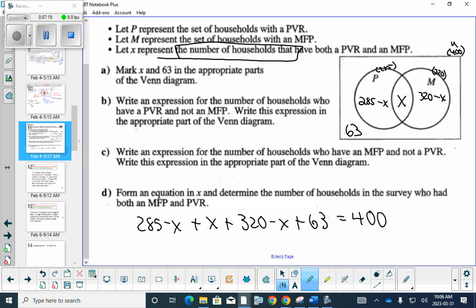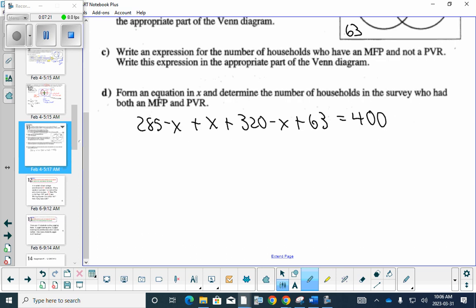So let's just go ahead and solve this thing. I have a minus X and a plus X. So what is going to happen with these two? Cancel out. Okay. So if somebody just wants to whip out their calculator, go 285 plus 320 plus 63. What do you get? 605. Sounds about right. So 285 plus 320 plus 63. Oh, yeah, I need the 63.